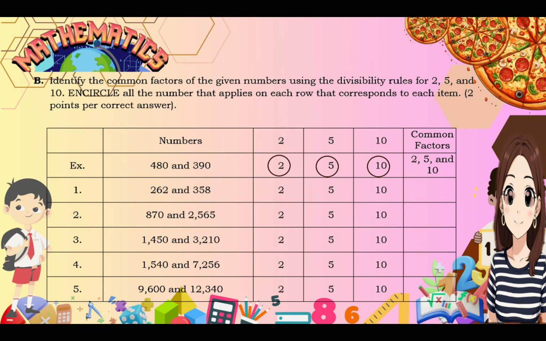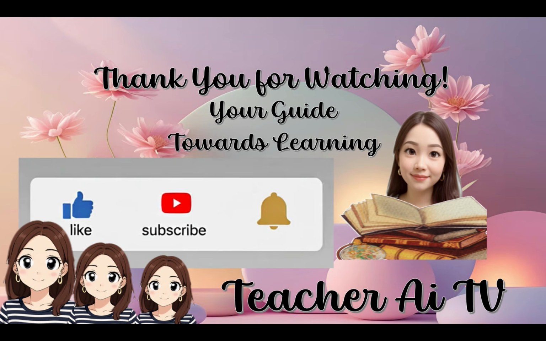Next, identify the common factors of the given numbers using the divisibility rules for 2, 5, and 10. Encircle all the numbers that apply on each row that correspond to each item. So for example, numbers 480 and 390 can be divided by 2, 5, and 10. So therefore, the common factors are 2, 5, and 10. Then you proceed with numbers 1, 2, 5. Good luck!